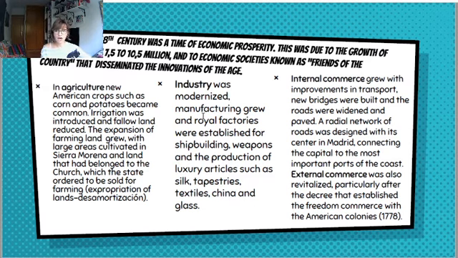So the economy, what happened? When we talk about the Ancien Régime, we said that in the 17th century, Spain mainly and all Europe were living in the 17th century crisis. But in the 18th century, it was a time of economic prosperity due to, for example, the growth of population. You have the data here, from 7.5 to 10.5 million, and the economic societies in Spain called the Friends of the Country, Las Sociedades Amigas del País, that disseminated the innovations of the age, the Enlightenment ideas, etc.